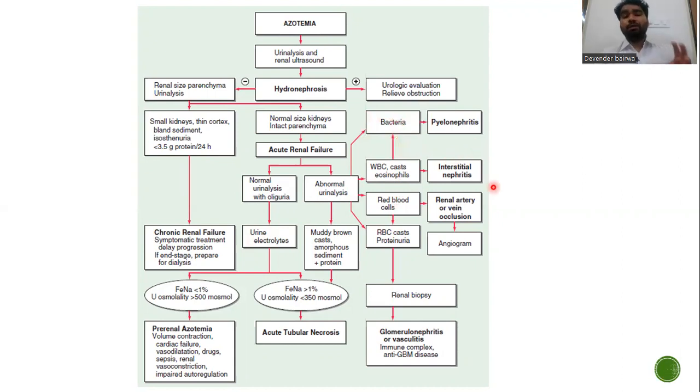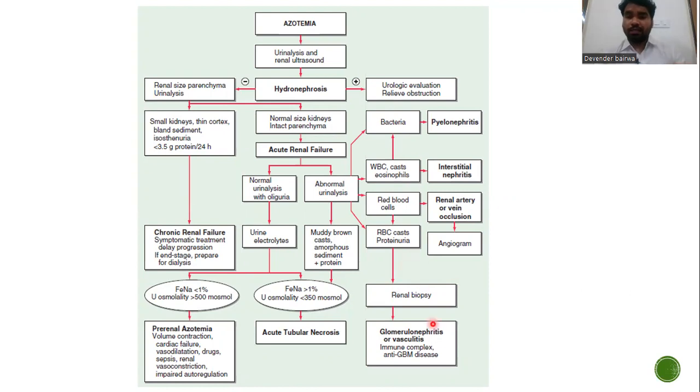If you are seeing some WBC casts, some eosinophils, then you can think about interstitial nephritis. If you are seeing lots of RBCs, gross hematuria, then probably renal artery or vein occlusion, or there can be a bleed anywhere in the urinary tract. If you are seeing RBC casts and some amount of proteinuria, that means glomerular injury has happened in the nephrons. There are so many causes of glomerulopathies or nephritis.